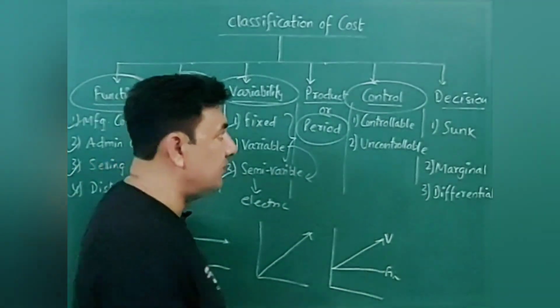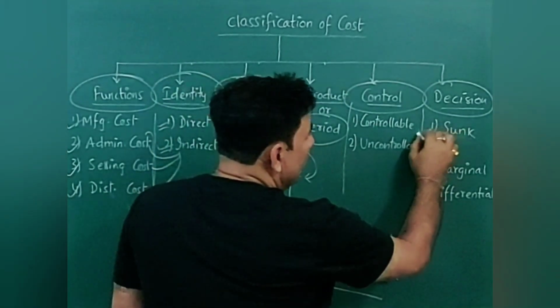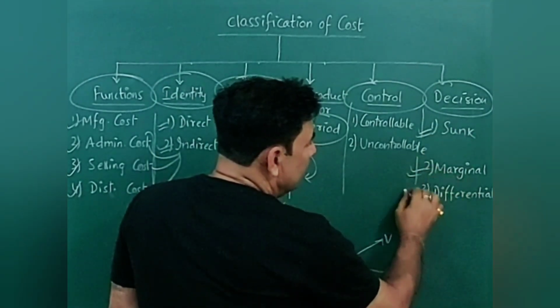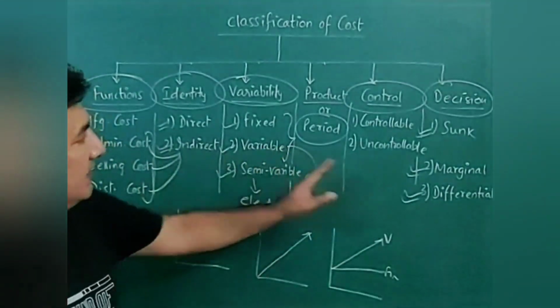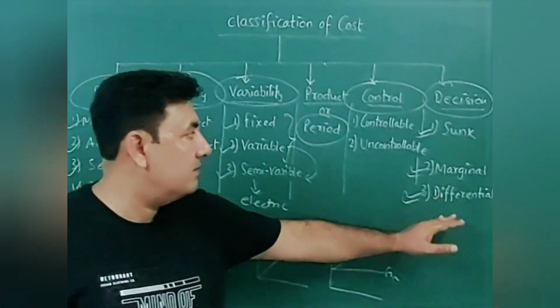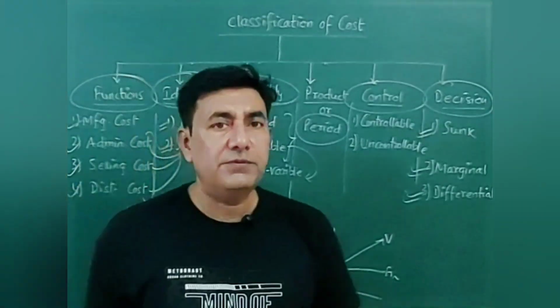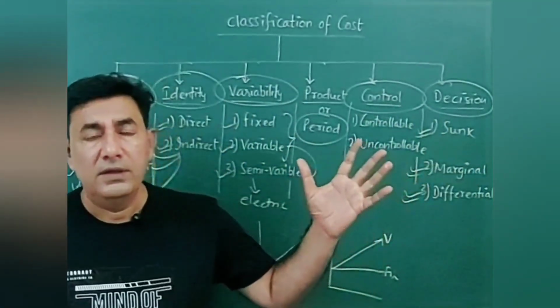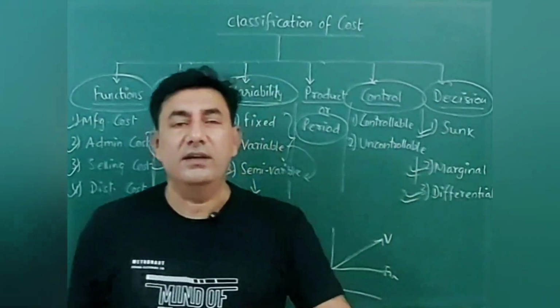Then comes, on the basis of decision. On the basis of decision, there can be three types: sunk cost, marginal cost and differential cost. Now ये जितने भी cost हैं ये सारे आप लिख लोगे, but this one is a bit different. Sunk stands for historical cost. The cost which has already been sunk, डूब गया है.